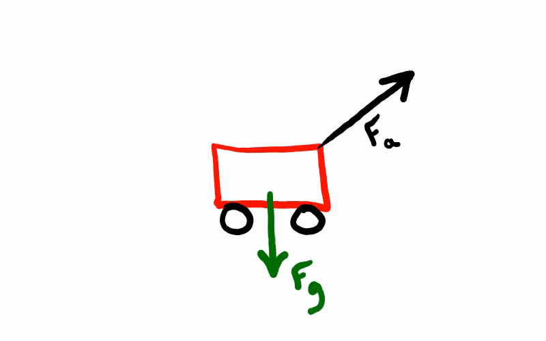I've got this picture of a wagon here, and let's just imagine that some kid comes along and they apply a force on the handle, so they're pulling on the wagon in this direction. I'm just going to call this F applied, so FA. And then we also know that we definitely have a weight to my wagon, so there's going to be a force pulling this thing down. So I've got an FG acting on it.